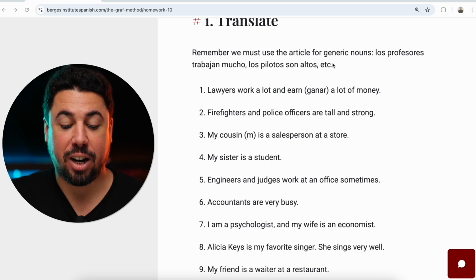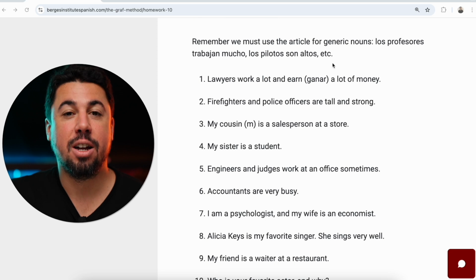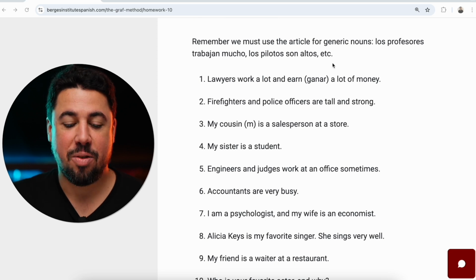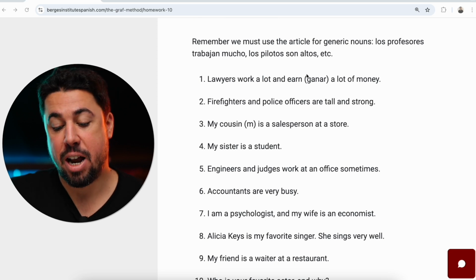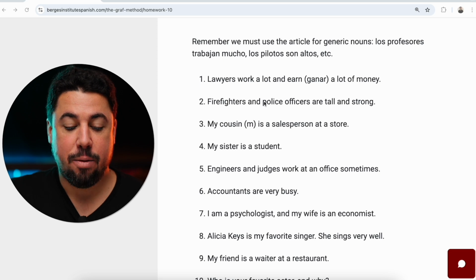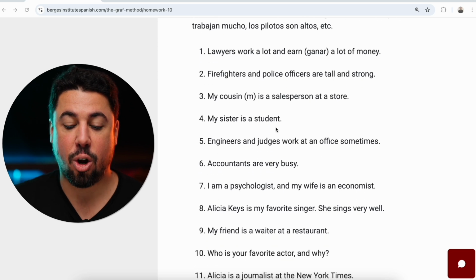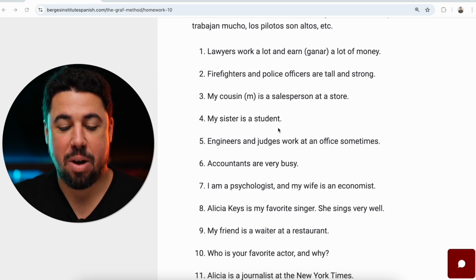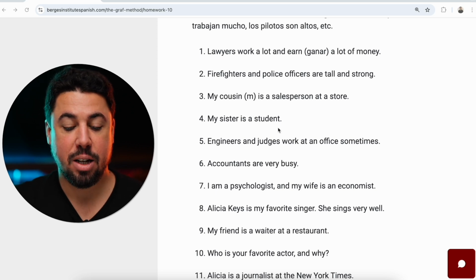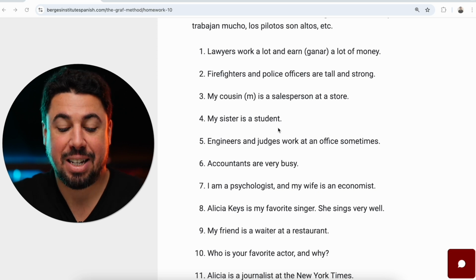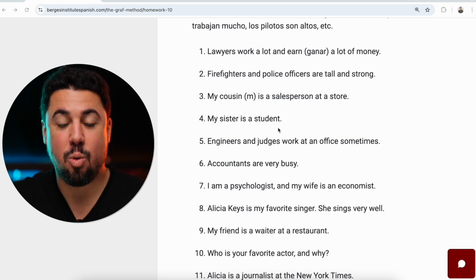So lawyers work a lot and earn a lot of money. Los abogados trabajan mucho y ganan mucho dinero. Firefighters and police officers are tall and strong. Los bomberos y los policías son altos y fuertes. My cousin is a salesperson at a store. Mi primo es dependiente en una tienda.